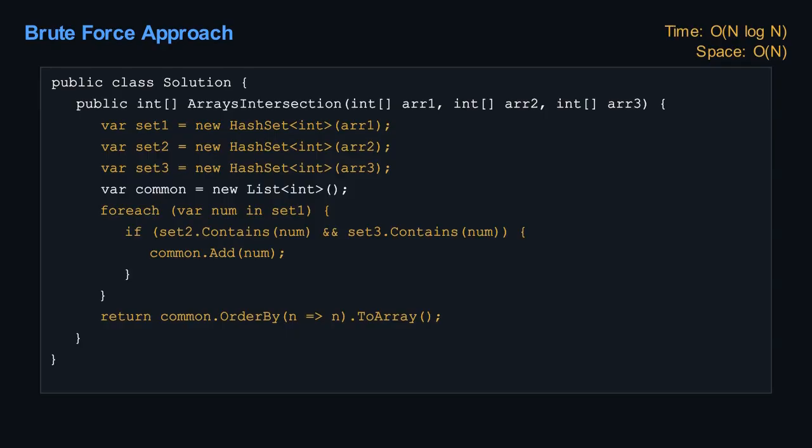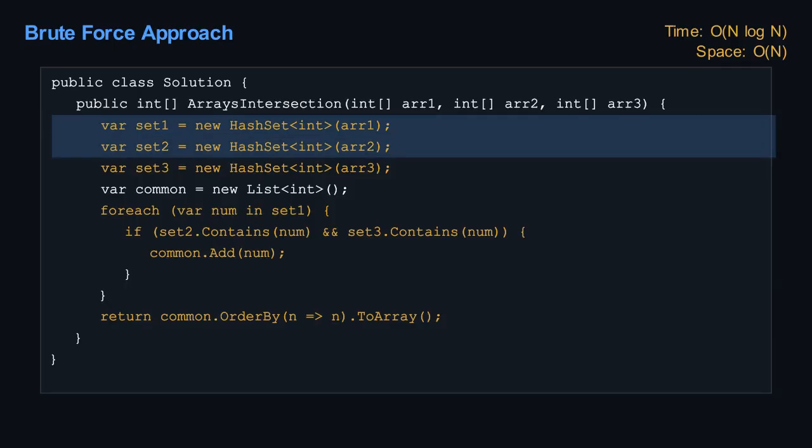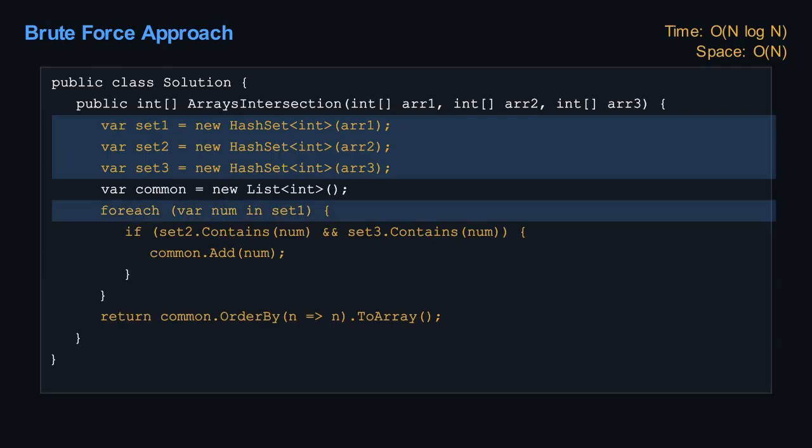Convert all three arrays into hash sets. Then, iterate through the elements of the first set. For each element, check if it exists in both the second and third hash sets. If it does, add it to our result list. Finally, sort this result list.